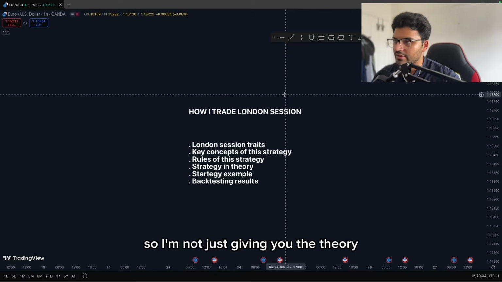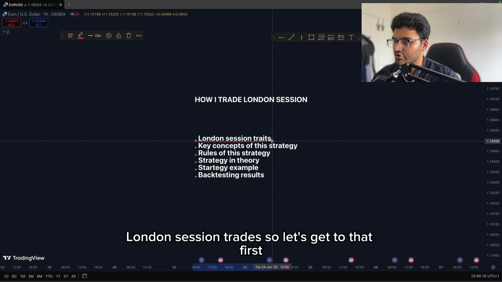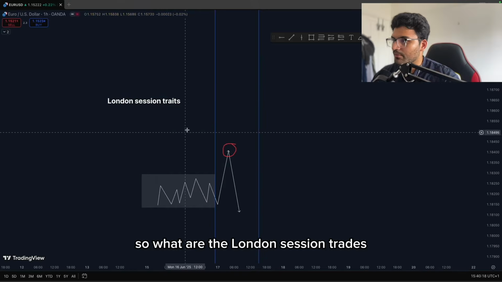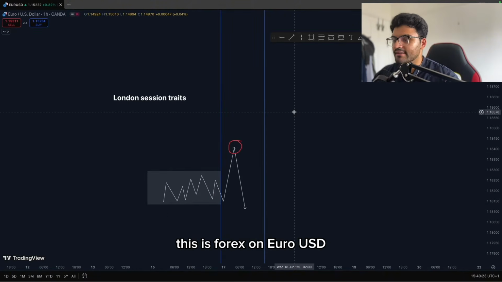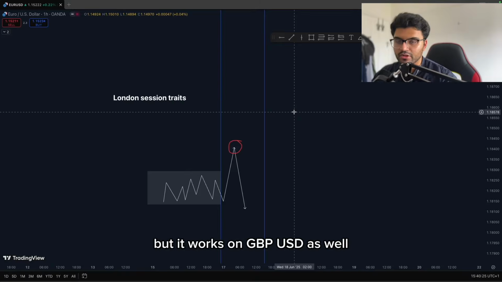So I'm not just giving you the theory, I actually do this every single day. London session trades. So let's get to that first. So what are the London session trades? What does London session essentially like to do? This is Forex on Euro USD, but it works on GBP USD as well. And I believe it works on gold.